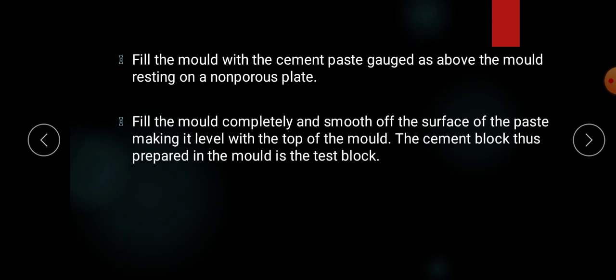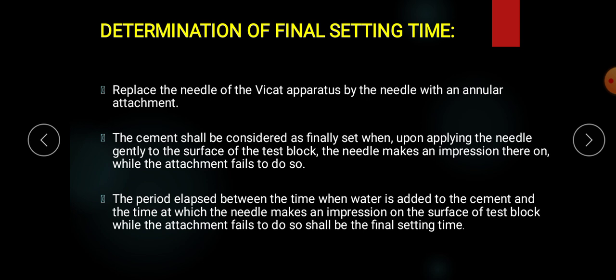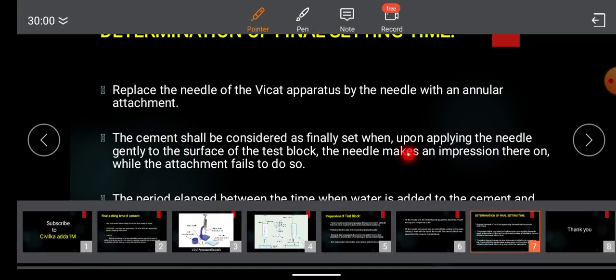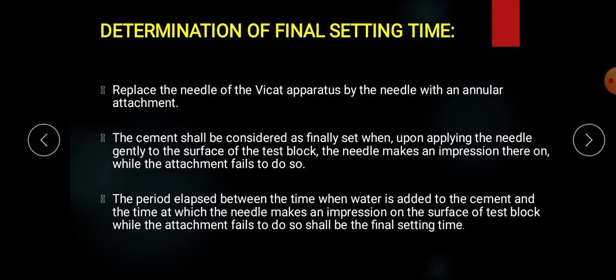So what do we need to do? After replacing the needles of the Vicat apparatus, with the needle that I have shown, the 5 mm needle which has a 1 mm needle enlarged outside by 0.5 mm, the cement shall be considered as final set. When do we consider it as a final set? When, upon applying the needle gently to the surface of the test block, the needle makes an impression thereon while the attachment fails to do so.